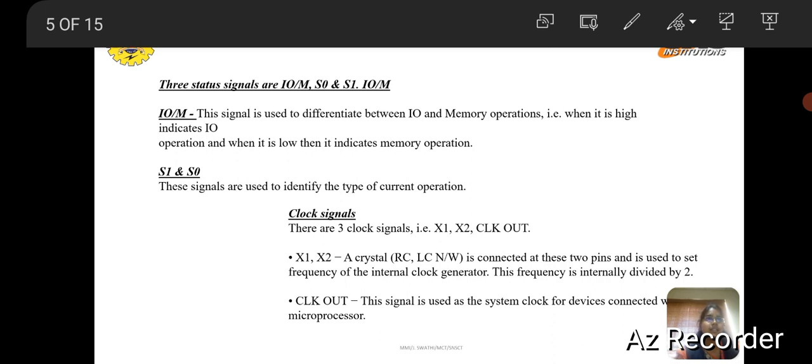Reset in and reset out. These signals are used to reset the microprocessor by setting the program counter to 0. And the reset out signal is used to reset all the connected devices when the microprocessor is reset.